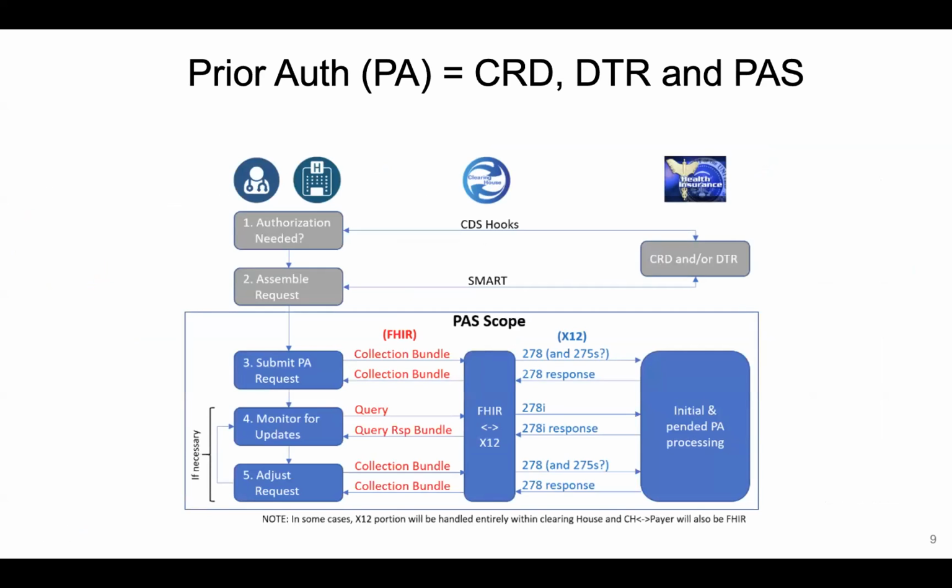Here's a picture from the implementation guide with a little more detail. And the bottom box shows the scope of prior authorization support. It's basically having to deal with all the FHIR to X12 interconversion and dealing with a couple of different operations like polling and whether or not you can subscribe to see if you get the results back. Next slide.